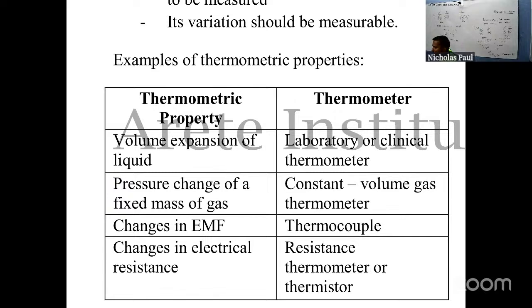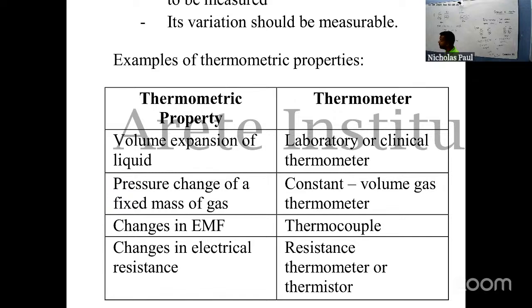And which gas law has a constant volume? Pressure law, right? So basically, that thermometer operates on the principle of the pressure law. A change in pressure will give you a change in temperature. So for that constant volume gas thermometer, the thermometric property is the pressure change of a fixed mass of gas. You're taking a fixed mass of gas, and based on how the pressure changes, you get a temperature reading.